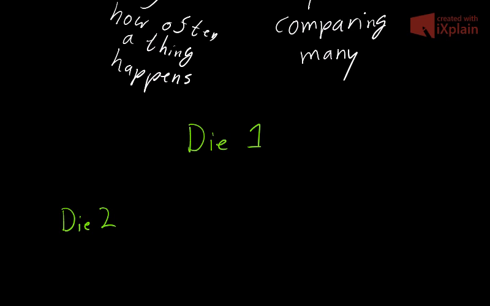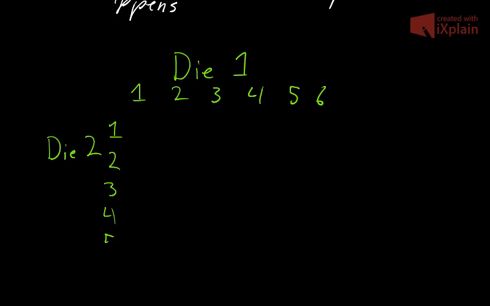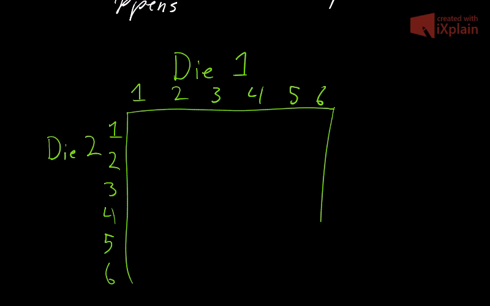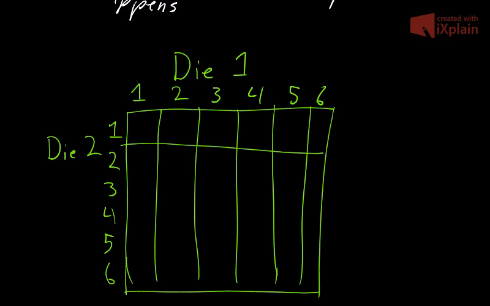So when I roll die 1, I could get a 1, a 2, 3, 4, 5, or a 6. Die 2, I could get a 1, 2, 3, 4, 5, or 6, and now I'll make a nice little table. So this is every single possibility that could happen. When I roll a die, the die 1 could be any of these numbers along the top, and the die 2 could be any of these numbers along the side.